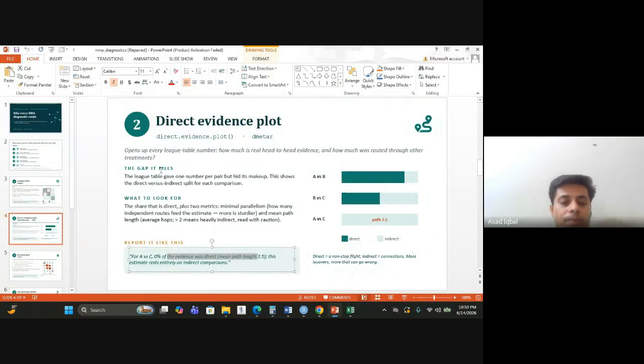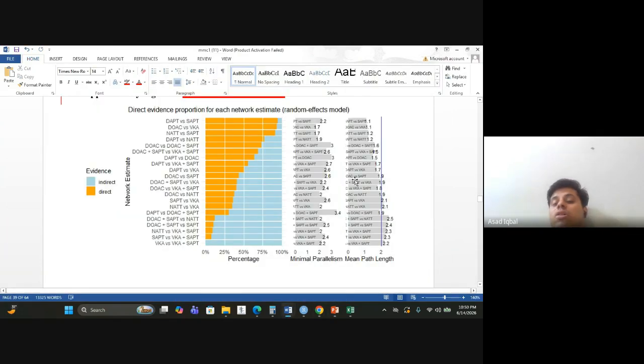Mean path length: average hops more than 2 means heavily indirect, read with caution. So if you look at this, for each comparison where it is more than 2, that's why we have the vertical line. When it's more than 2, you need to interpret that relation, like for this, this, this two, this two. You need to interpret that with caution. Okay, this just means this.